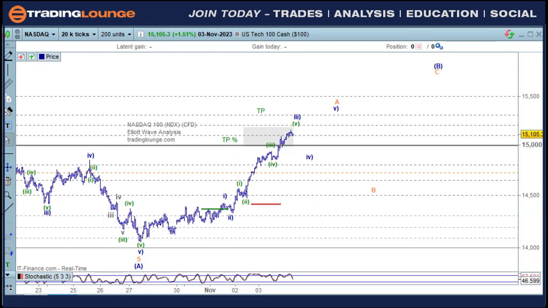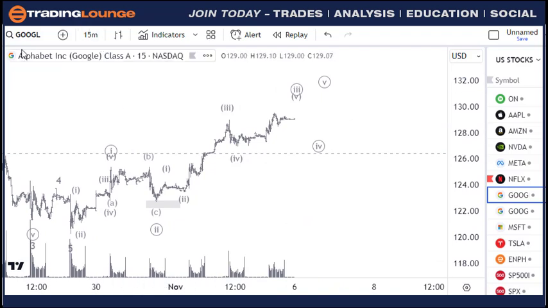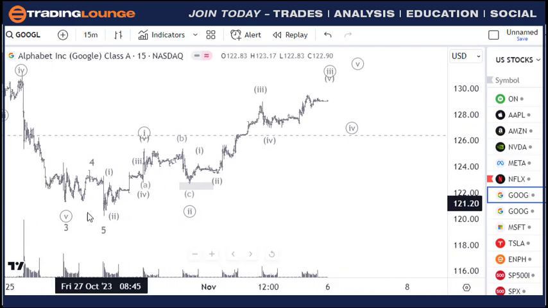We'll have a quick look at the S&P as well. Most of the markets are doing the same thing. So let's just have a quick look at one of the big tech stocks here. Google's got quite a nice count. So we're on a 15-minute chart with Google. We're at that low point down the bottom here.